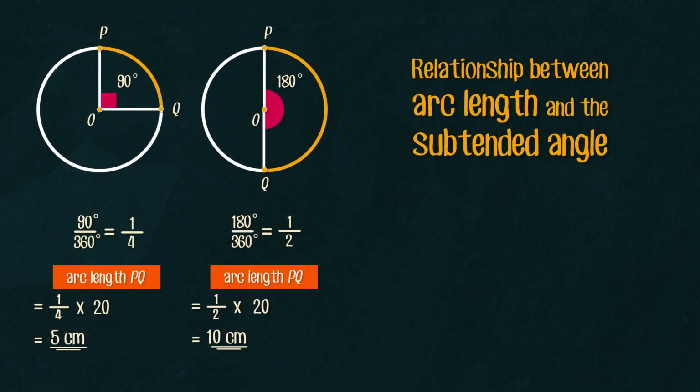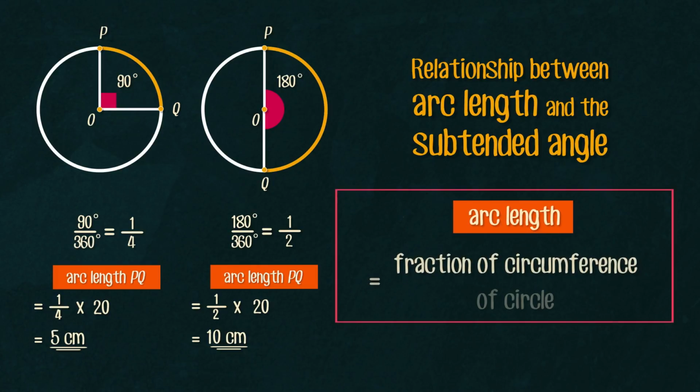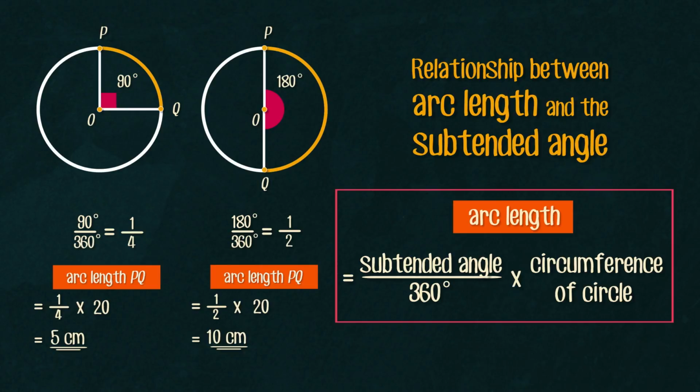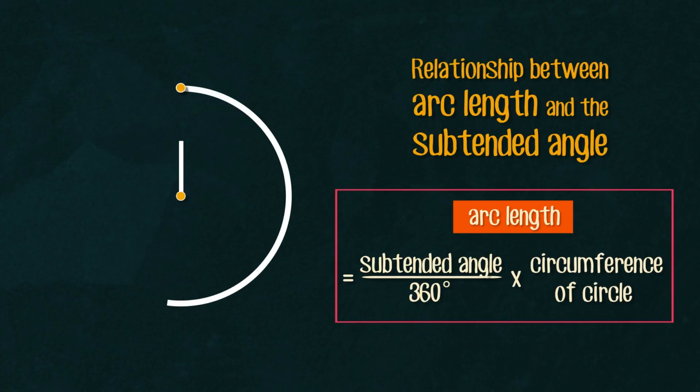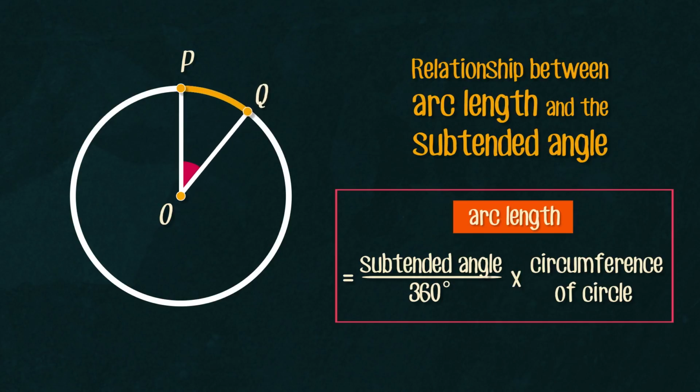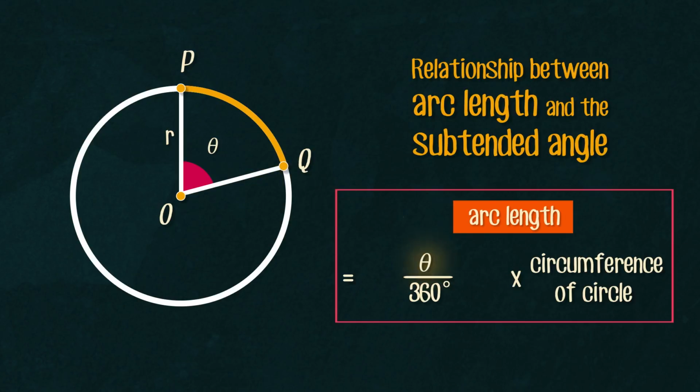Let's look at the relationship between the arc length and the subtended angle again. The length of an arc is a fraction of the circumference of the circle, and this fraction is equal to the ratio of the subtended angle to 360 degrees. Therefore, if we have an arc PQ subtended by an angle theta on a circle with radius r, the arc length PQ can be found using this formula.